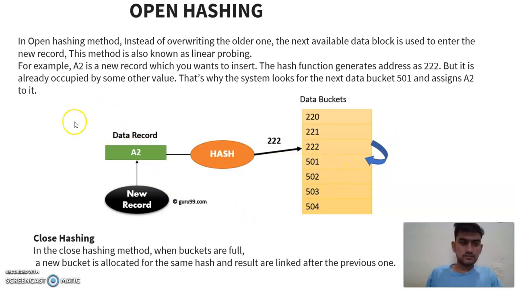This is linear probing, also called open hashing. Now close hashing. In the close hashing method, when buckets are full, a new bucket is allocated for the same hash and the result is linked after the previous buckets.